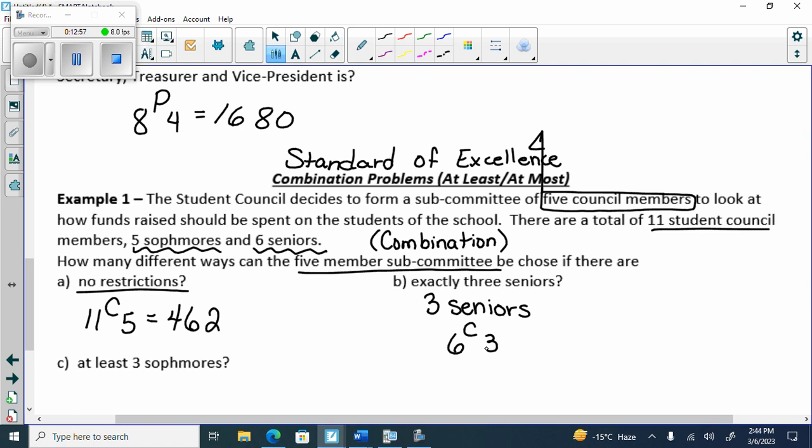I still need 2 more people for that committee. This is only a 3-person committee, and I need a 5-person committee, correct? So I need 3 seniors and technically 2 not seniors, which in this case, the 2 not seniors are sophomores. How many of them are there? 5C2. And with an and, what do I do when I use the word and? Yeah, multiply. 200.